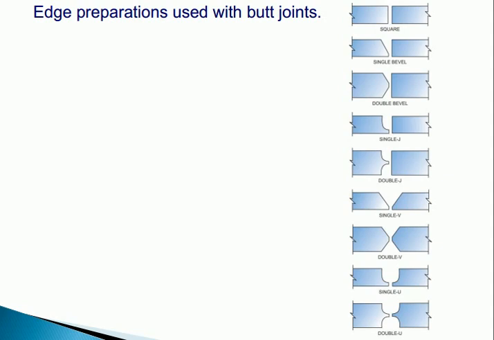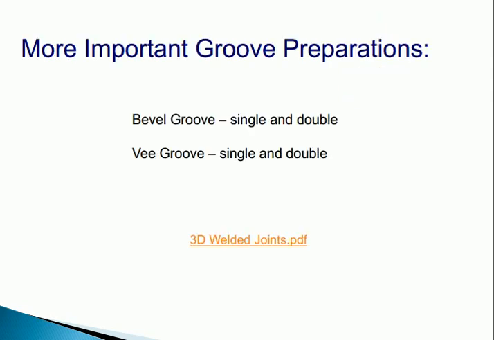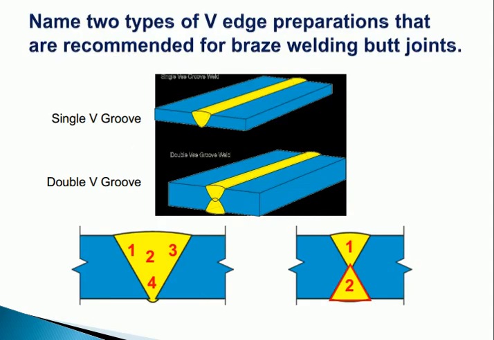Welding joint design and welding symbols. Chapter 5. More important groove preparations: bevel groove, single and double V groove, single and double bevel welded joints. Single V groove and double V groove.